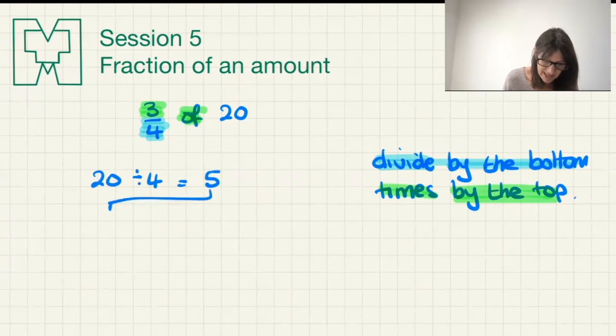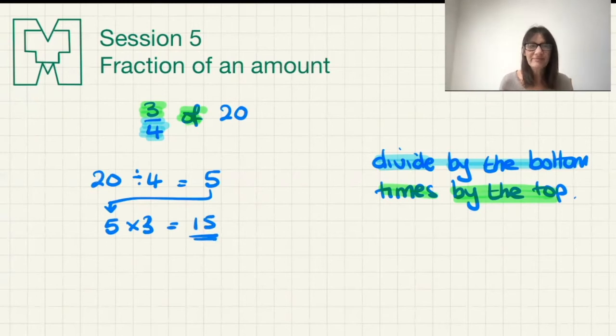I then take my answer 5 and I times it by the top. There we go. 5 times 3 is 15. Job done. That's it. Divide by the bottom, times by the top. To be honest, the hardest thing about this is remembering that's your method.